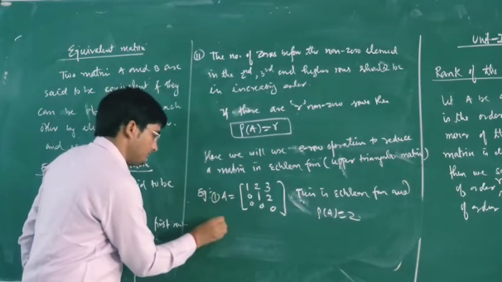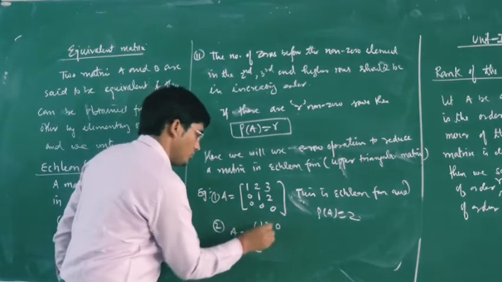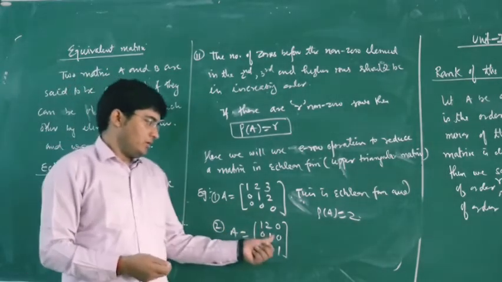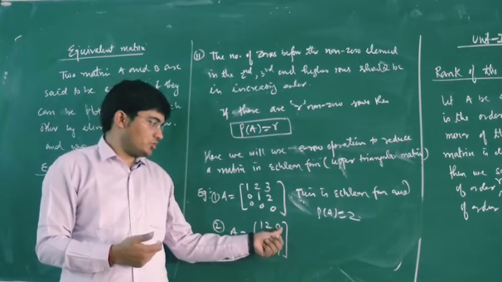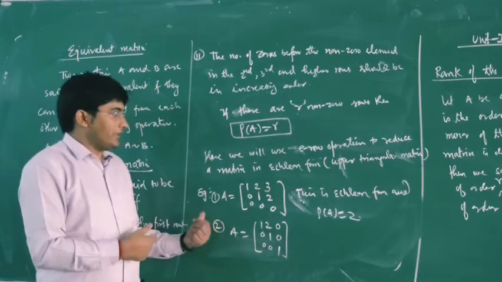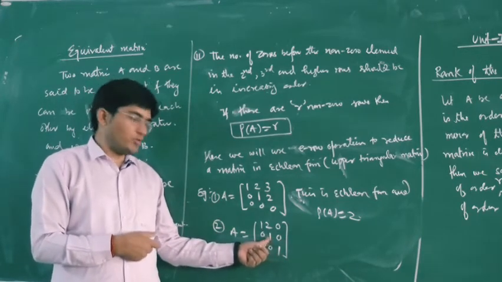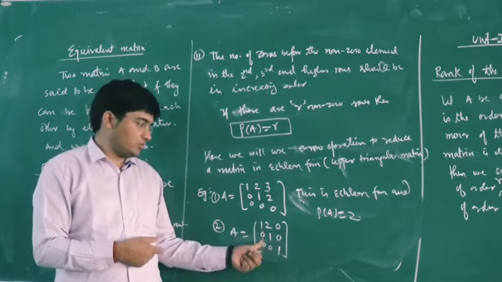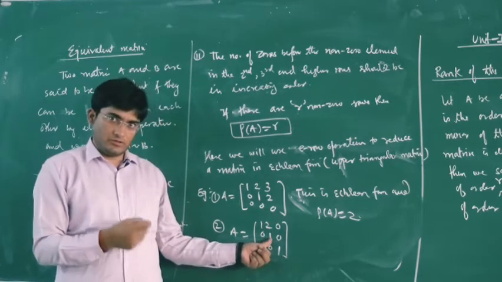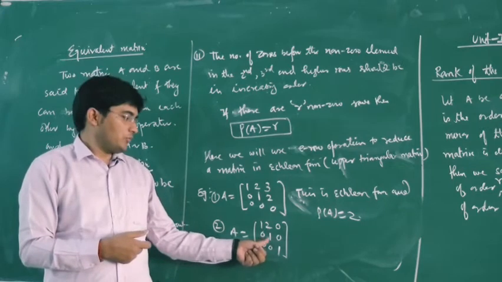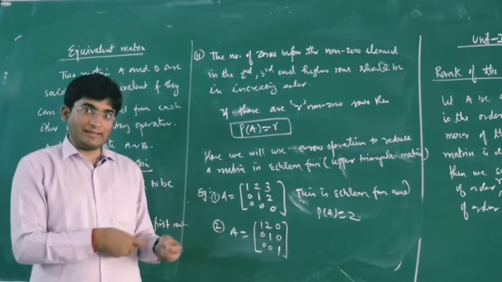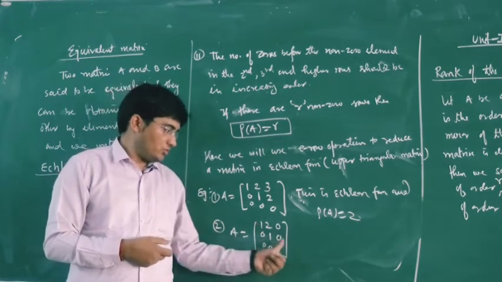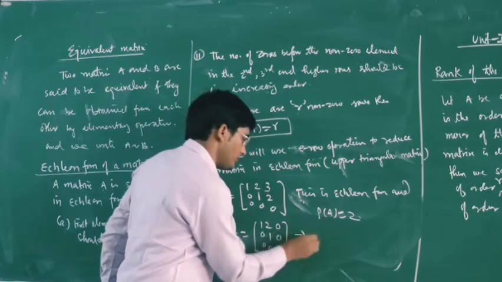Then our second example, consider this one, 1 2 0, 0 1 0, 0 0 1. Here we should not bother about the zeros after the non-zero element. We will take care of the zeros which are before the non-zero element. So again here you can see that the first element of the first row is 1, which is non-zero. The number of zeros in the second row before the non-zero element is 1. So we should have at least 2 zeros in the third row. So we have 2 zeros. And now as we have 3 non-zero rows, the rank of the matrix in this case will be 3.